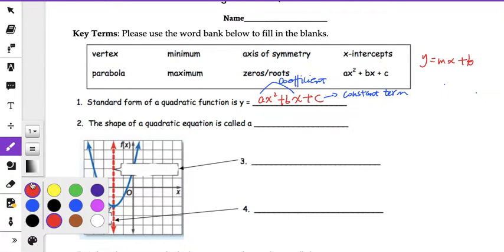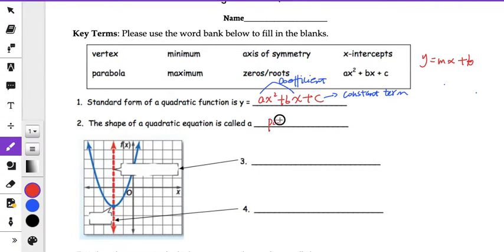So next question. The shape of a quadratic equation's graph is called a parabola. Just like when you shoot the basketball into the basket, the trace of the ball looks like this, right? Or sometimes we are looking at a situation like this. They are all called parabolas.